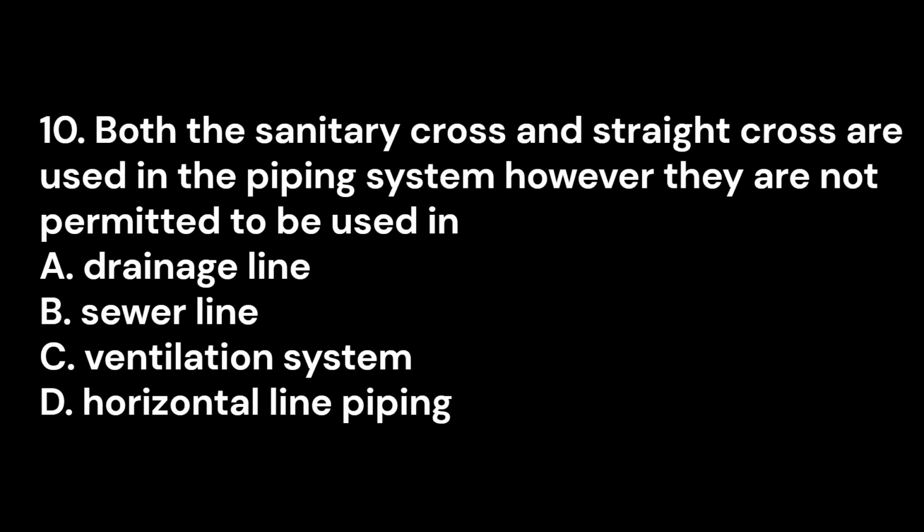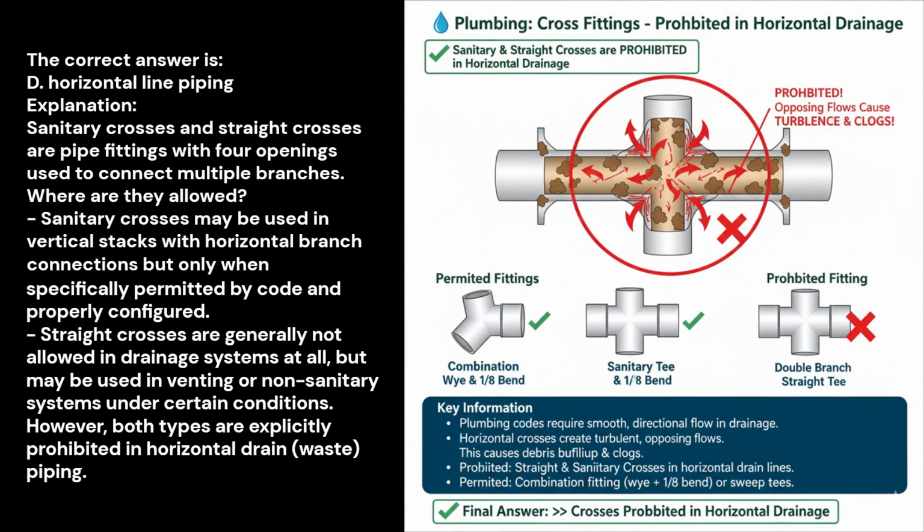Number 10. Both the sanitary cross and straight cross are used in the piping system, however they are not permitted to be used in A. Drainage line. B. Soil line. C. Ventilation system. D. Horizontal line piping. The correct answer is D.